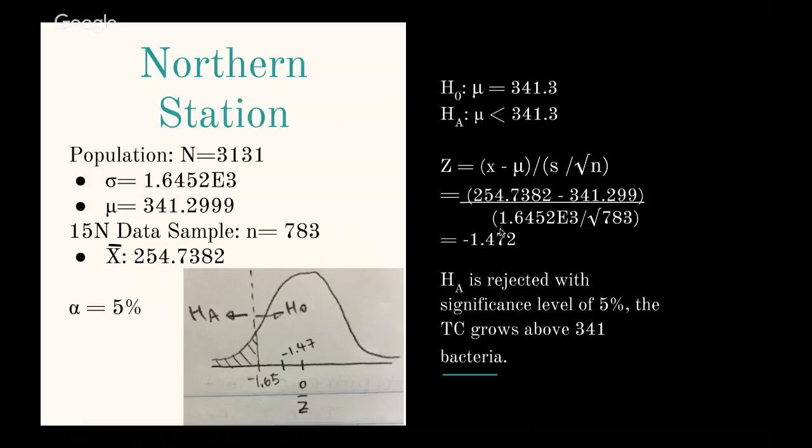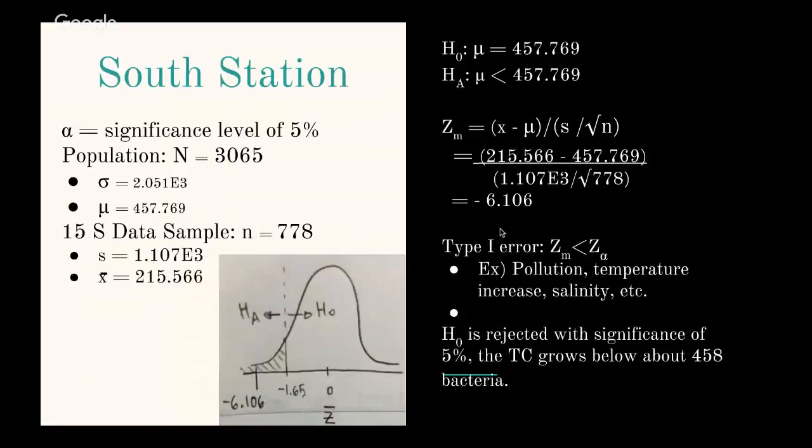And the results for the northern station were that the z-score equation calculated that it falls outside of the significance level of 5%, and therefore we reject the alternative hypothesis, and that TC grows above 341. We conducted the same procedure in the same test and used the z-score equation once again in order to calculate the hypothesis test for the southern station.